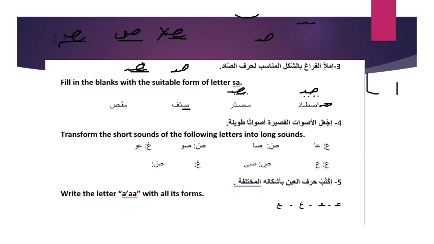Now here we need the letter sa at the beginning. We start 1, 2, 3, circle, go down, and then, okay?